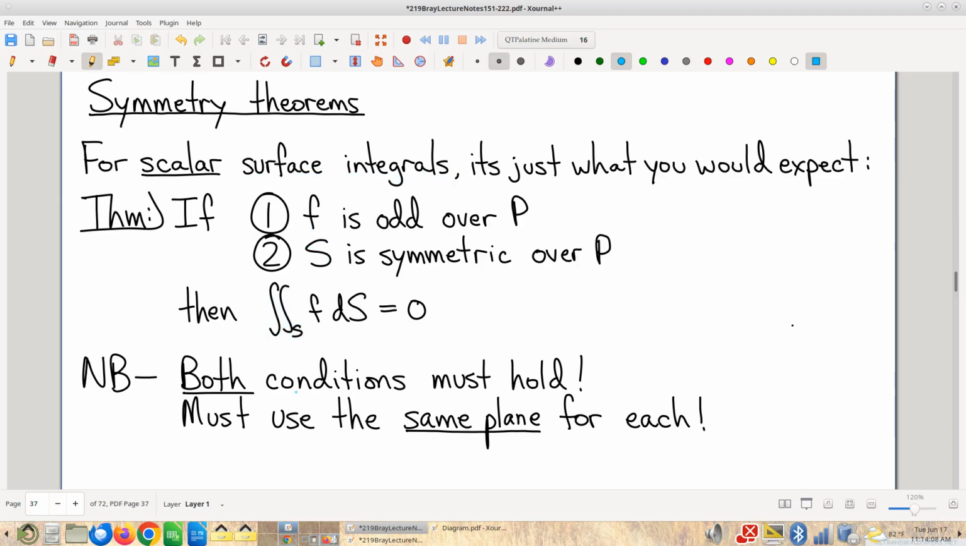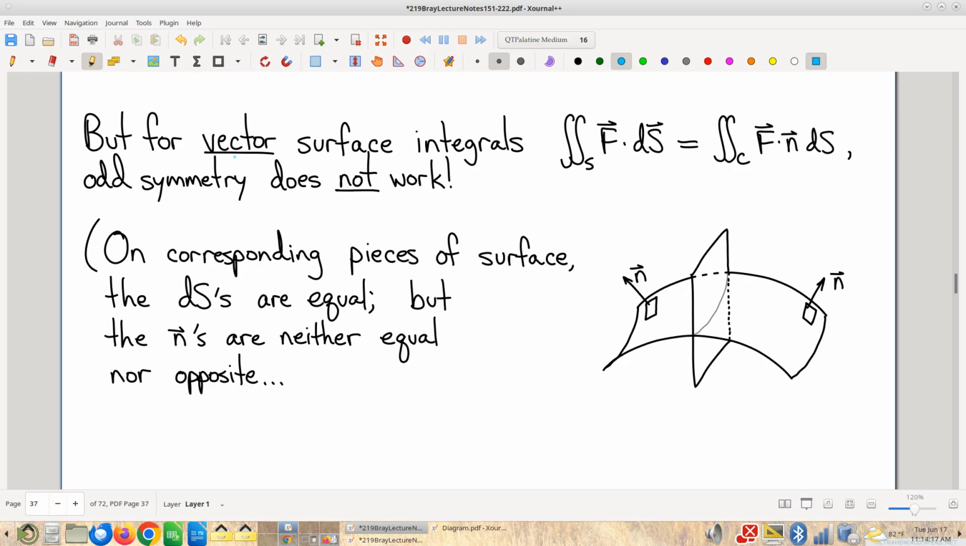Okay, and same asterisk. This only works for scalar surface integrals. If you try to make this idea work for vector surface integrals, it crashes and burns badly. There is no odd symmetry theorem for vector surface integrals. And the reason why, you can look at your dS. You can see that orientation, unit normal.